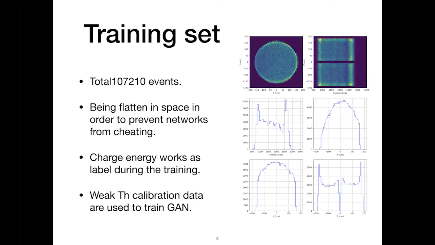The training set is the events from the EXO-200 calibration sources. To be more precise, I use the thorium source, so we can see that there's a peak on the energy spectrum. And also because the source position is at some fixed point, their distribution in space is not very uniform. So I tried my best to flatten those distributions in order to not let the network cheat from the distribution.